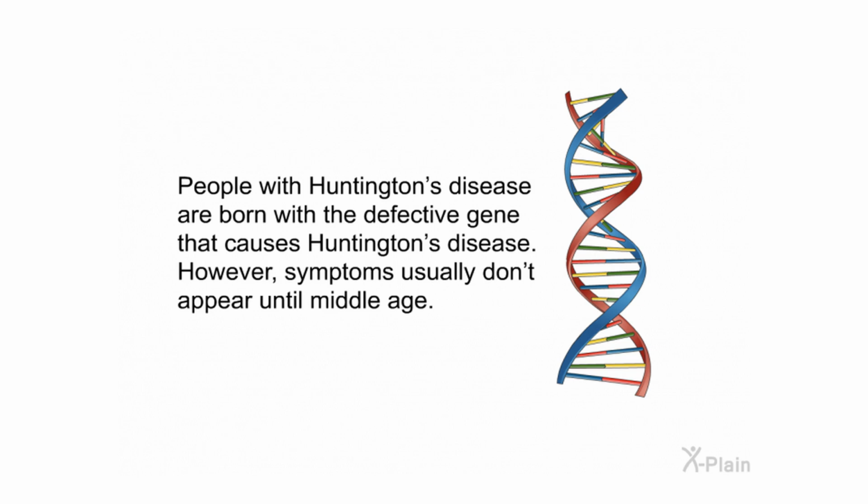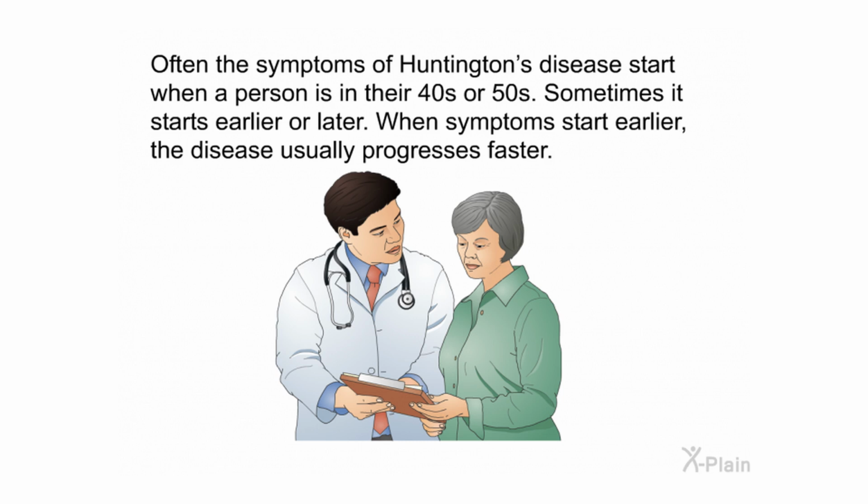Symptoms. People with Huntington's disease are born with the defective gene that causes Huntington's disease. However, symptoms usually don't appear until middle age. Often, the symptoms of Huntington's disease start when a person is in their 40s or 50s. Sometimes it starts earlier or later. When symptoms start earlier, the disease usually progresses faster.